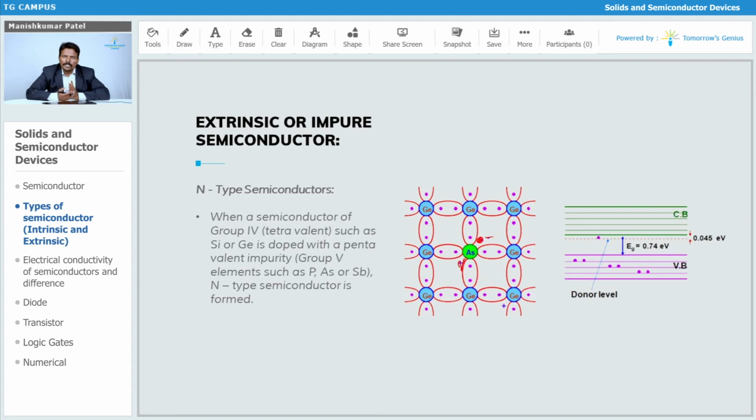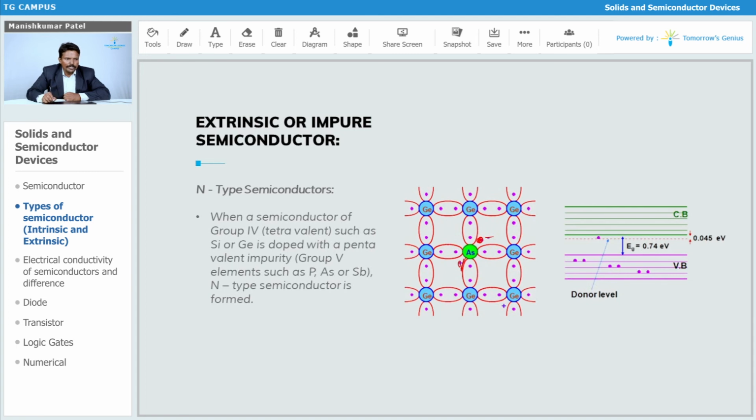So you have to dope with group 5 elements, which have 5 electrons, out of which 4 are shared with the silicon or germanium, and still 1 is left, which is almost free. Likewise, you are adding the impurity, so a large number of free electrons are now available, which makes sure there is a possibility of flow of current in the n type semiconductor.